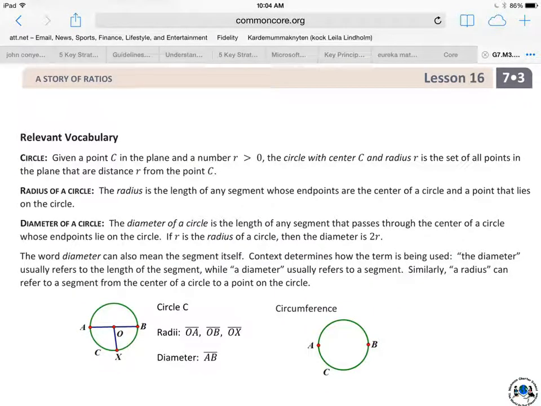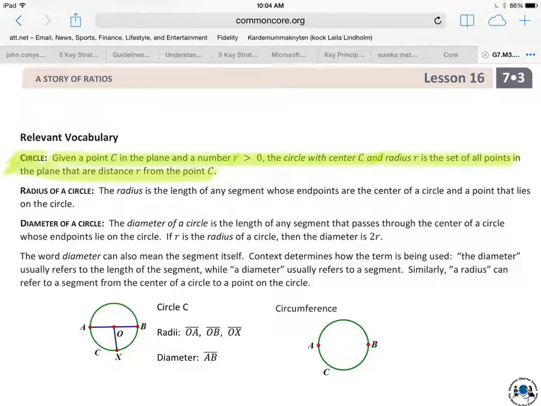Okay, we can close here with a little relevant vocabulary. Circle, again, seems like the easiest definition in the world, but given a point C, we can see how complicated we can make it. Given a point C in the plane and a number r greater than 0, the circle with center C and radius r is the set of all points in the plane that are distance r from the point C.